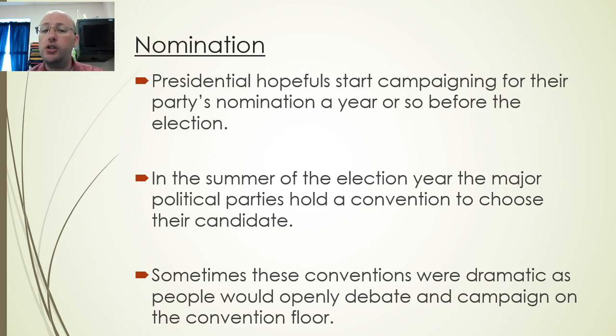In the summer of the election year, the major political parties hold a convention to choose their candidate. Now, of course, they didn't in 2020 because of COVID. They had virtual conventions where they did Zoom type meetings and stuff like that. But for the most part, they usually have a big convention where they go to a big convention hall and they have speeches and bands and people singing, all kinds of stuff. Sometimes these conventions were dramatic as people would openly debate and campaign on the convention floor.